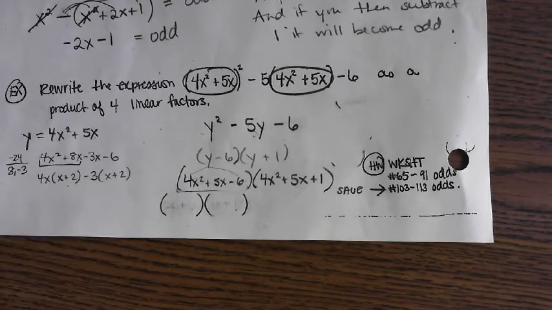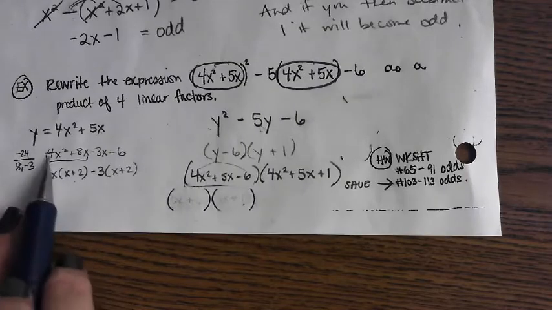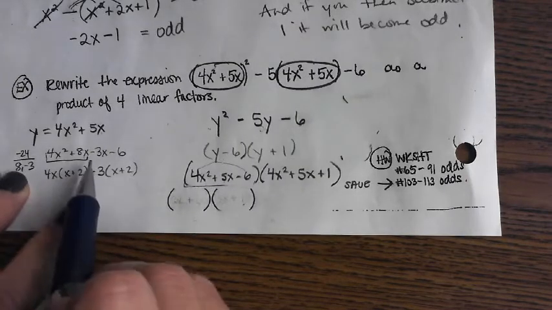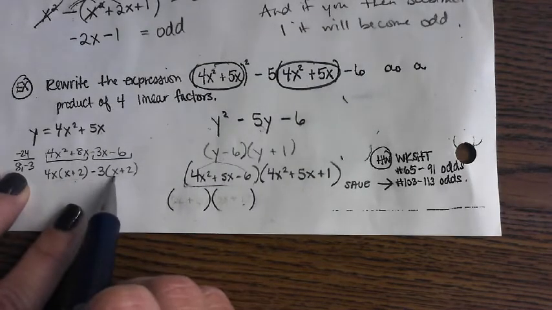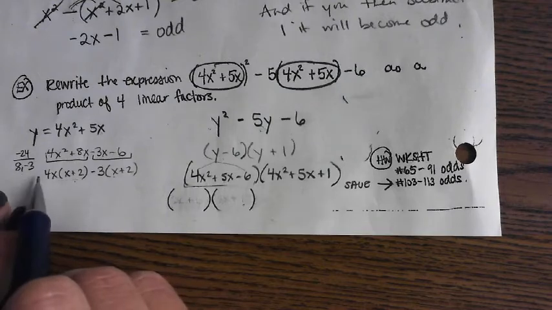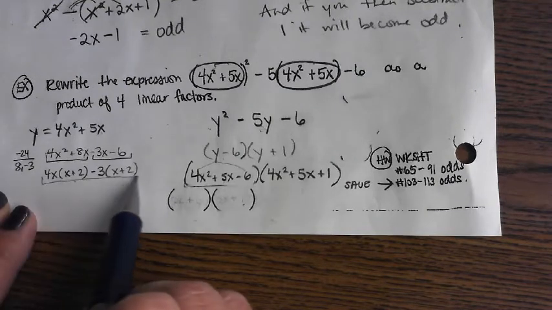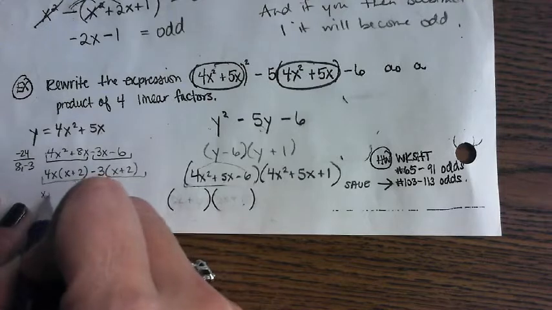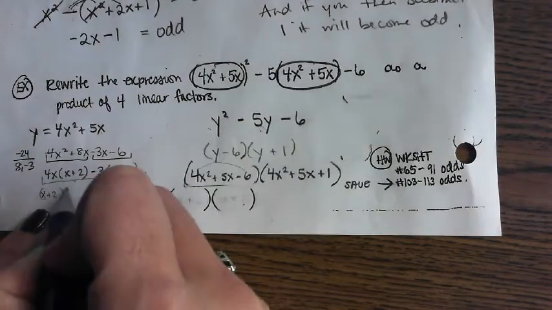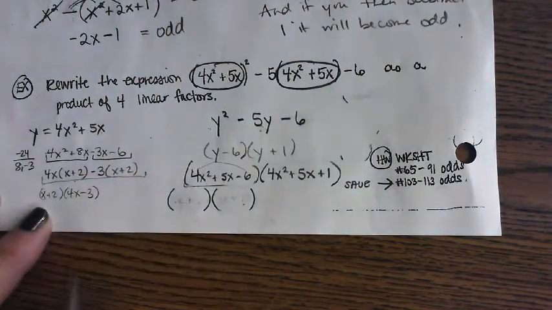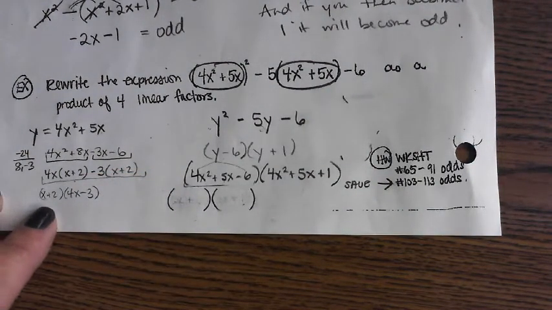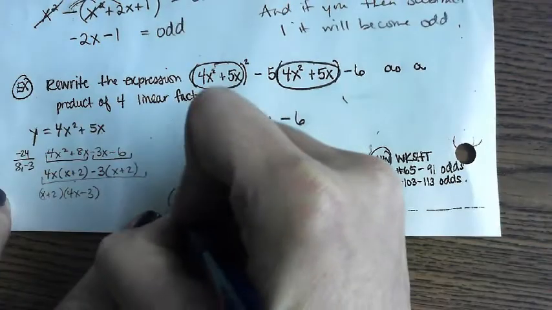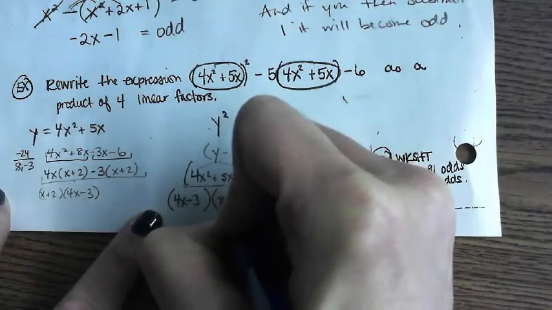When we grouped, took out a GCF, grouped, took out a GCF. Now we have to GCF one more time. What GCF of these gets pulled out in front? X plus 2 and what's left over. So those are your two factors. Does that make sense, Natalie? Okay. So 4x minus 3 and x plus 2.